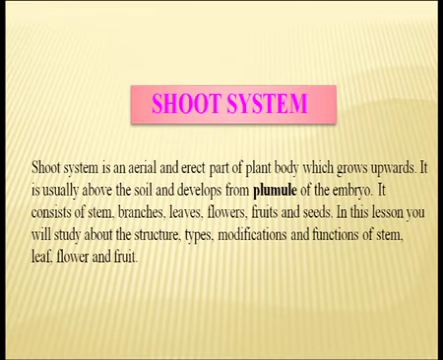If you remember, every seed has an embryo in it, and the plant develops from the embryo. So, the plumule part of the embryo develops into the shoot system, and the radicle part of the embryo develops into the root system. So, what is the shoot system? It is the stem, branches, leaves, flowers, fruits and seeds.